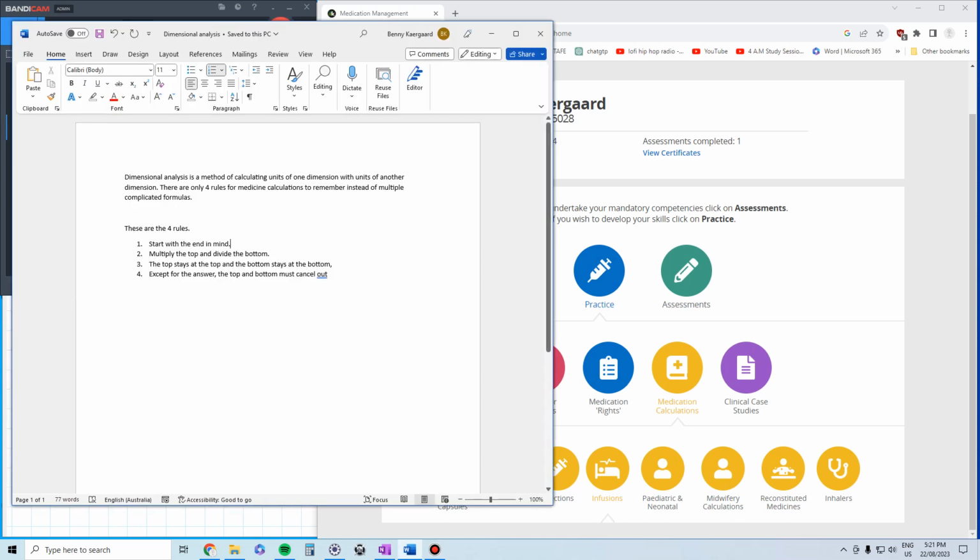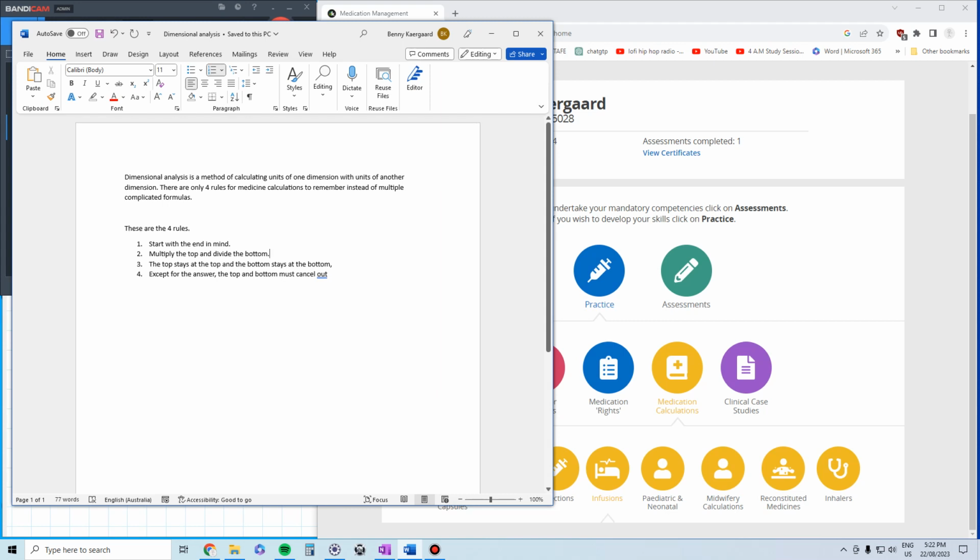So, dimensional analysis is a method of calculating units from one dimension with units of another dimension. There are only 4 rules for medicine calculations to remember instead of multiple complicated formulas. And these are the 4 rules. So you start with the end in mind, multiply the top and divide the bottom.